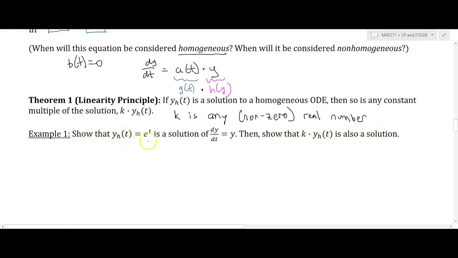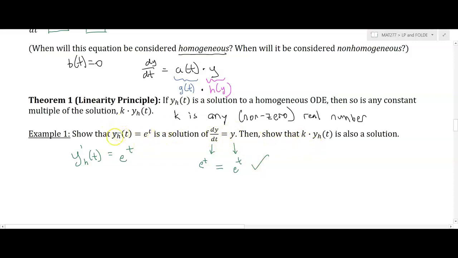So if y sub h of t is e to the t, in order to verify that it's a solution, I've got to check, does its derivative equal itself? If I take the derivative, y prime of h of t, then I get, well, the derivative of e to the t is e to the t. Now when I substitute in the derivative of that solution, which is e to the t, and I substitute in the function, which is e to the t, are they equal? Yes, they are. Therefore, e to the t is a solution.